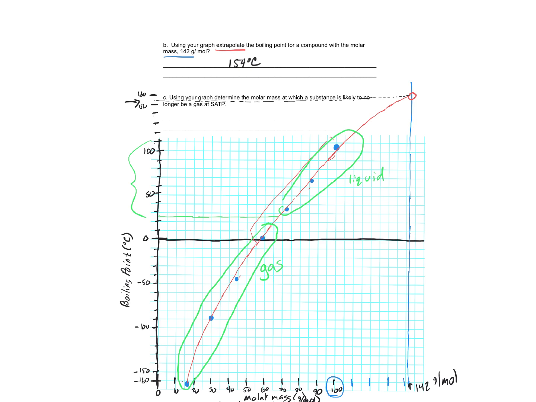So therefore, what I'm going to do is go from this 25 straight down to the axis here. And for me, it looks like between about 65 and 70. So I'm going to say 67.5 grams per mole. And anything bigger than that is going to be a liquid at SATP. Anything below that number is going to be a gas, because 25 is hot enough that it's already over the boiling point, and so it's going to boil away. All right, it's going to be a gas.